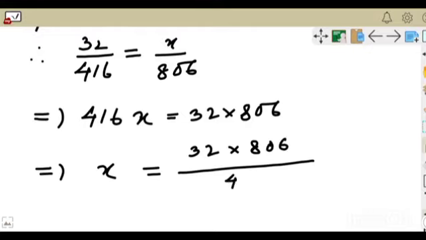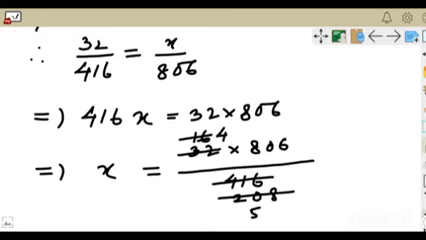Here 32 into 806, below I'll write 416. Okay, first let me cancel with 2. 2 16s are 32, 2 2s are 4, 2 0s. Then how much do we have now? 2 8s. Okay, next I'm going to cancel with 4. 4 4s are 16. Here how much? 4 5s are 20. Then 4 2s. Next let me cancel with 4 again. 4 1s is 4. Then 4 3s.